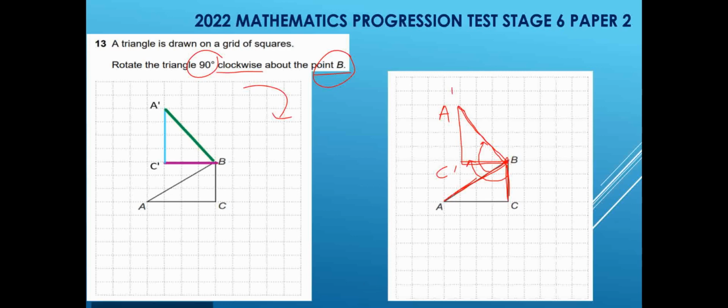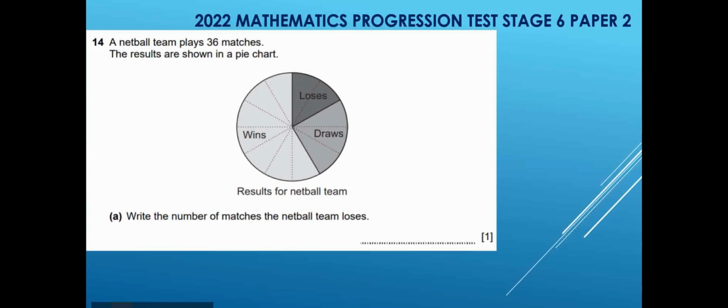Next. Question 14. A netball team plays 36 matches. The results are shown in a pie chart. Results for netball team. Write the number of matches the netball team loses. 10 seconds. 10, 9, 8, 7, 6, 5, 4, 3, 2, 1. You got your answer? 6.